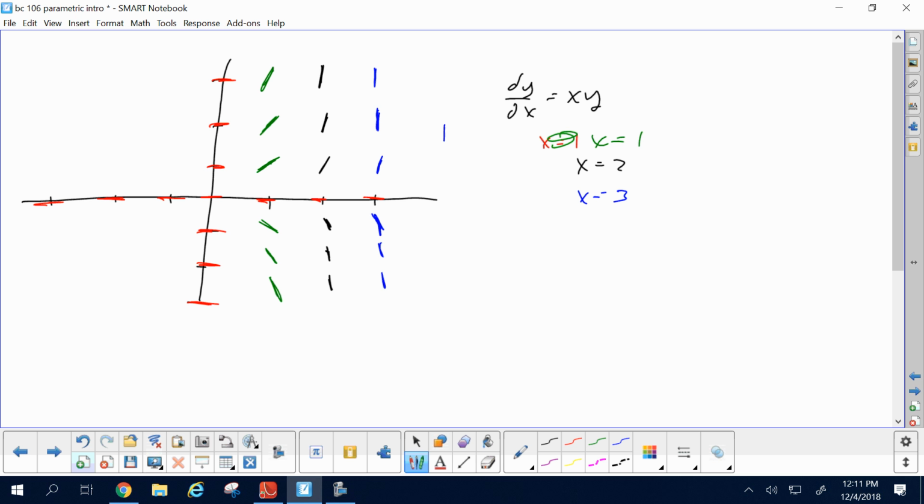The slopes should be positive in the first and the third because signs of x and y are the same, and negative in the second and the fourth. First and third is positive, sorry. Second and fourth is negative. That get you going?